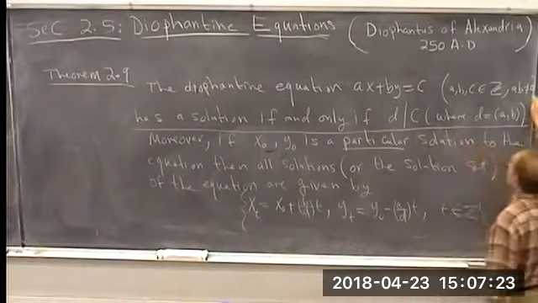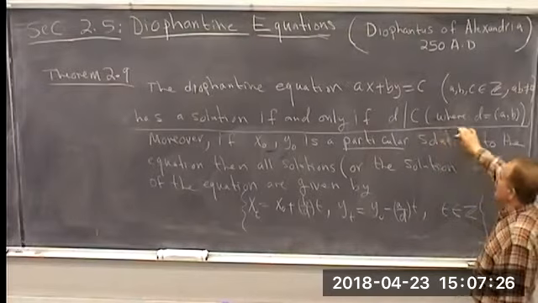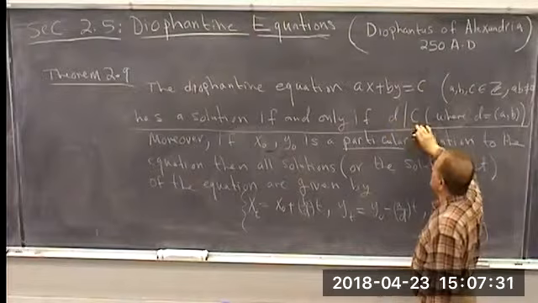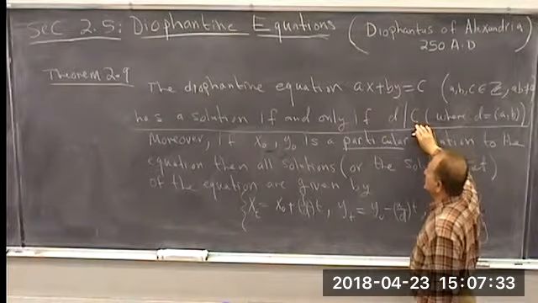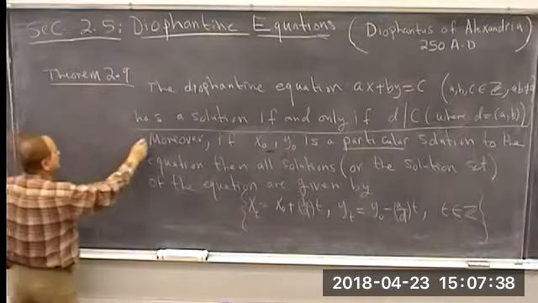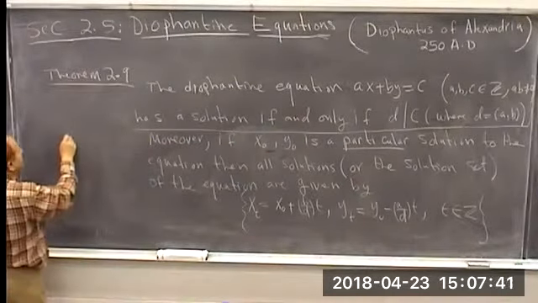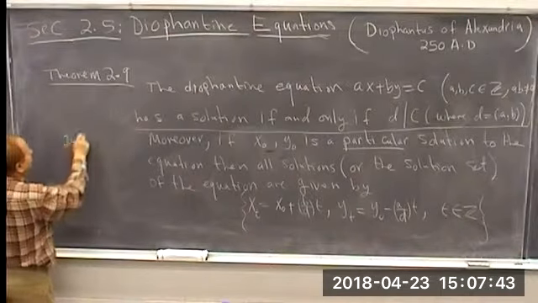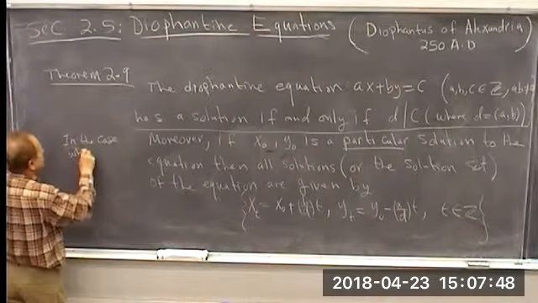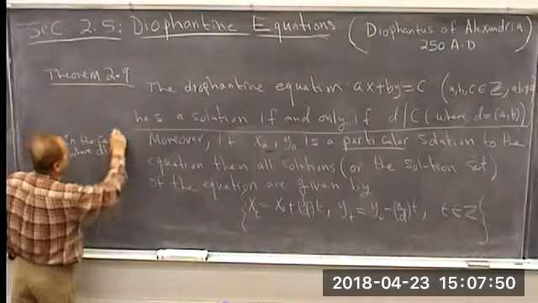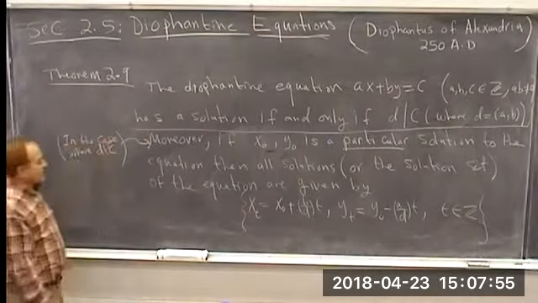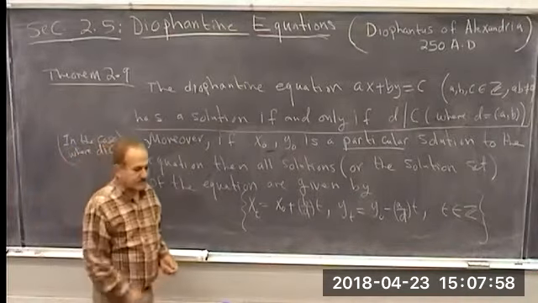All right? That is, this Diophantine equation has a solution if and only if this. And now, once this condition is satisfied, moreover, actually, I need to precede this one by another statement. In the case where d divides c, we have this moreover, because if it doesn't, then this is invalid, all right?